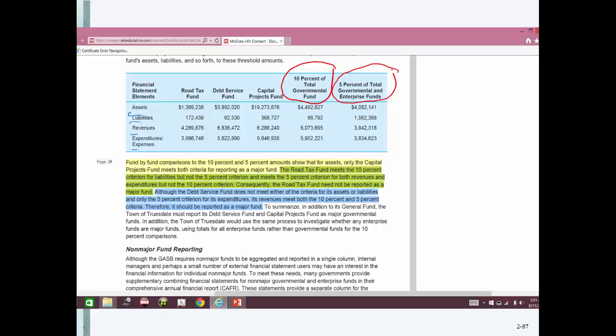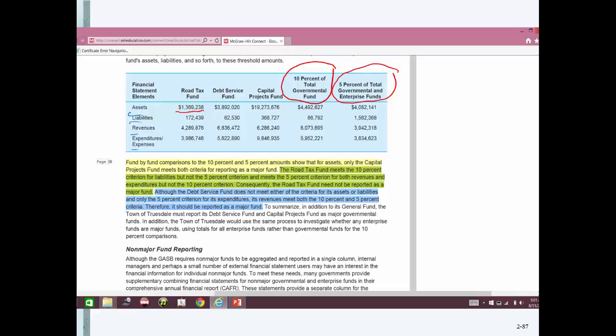And now we go through each one of these. We do it for assets, we do it for liabilities, we do it for revenues, we do it for expenditures, to see if at any point in time for any one of those line items, did they meet both tests, right? Okay, so let's just focus on this road fund. That's the one I've highlighted in green here. We're going to start with assets, and let's see if it meets both of these tests.